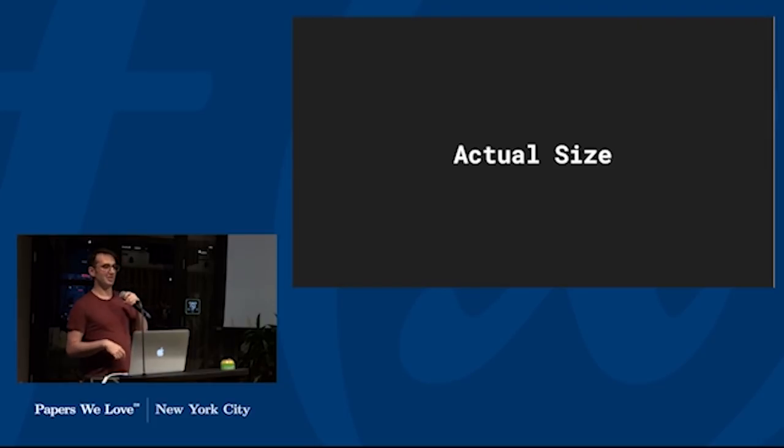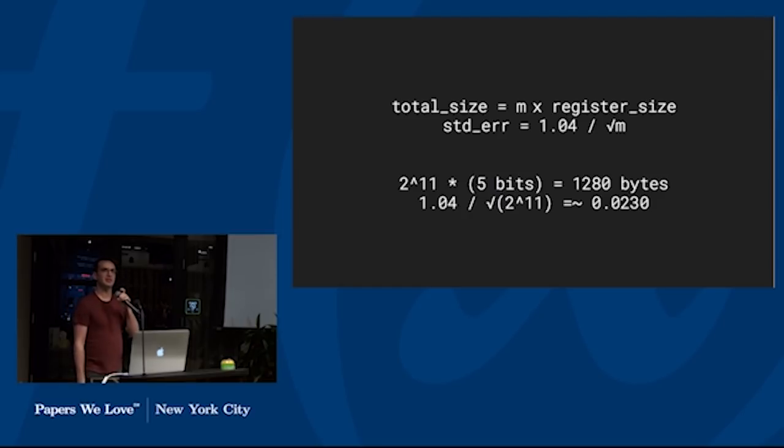We talked about space complexity. We can talk about the actual size of these things now that we know that each register only needs to be 5 bits. So the total size of an HLL is just the number of registers times the size of each register. And we've talked about our standard error, 1.04 divided by the square root of m. So if we decide we're going to have 2 to the 11 experiments, at 5 bits each, this whole thing fits in 1280 bytes, and our standard error is 0.023-ish.